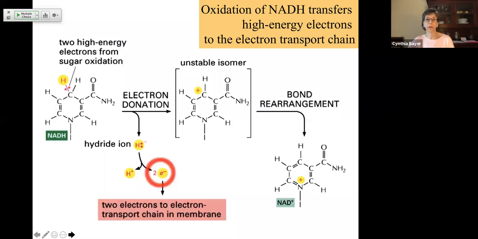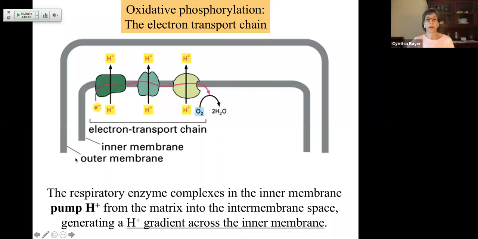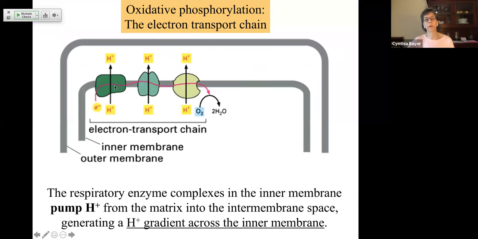This transfer of electrons is coupled with the movement of protons. As we can follow our little pink line, electrons are moving through these complexes, and we'll talk about those a little bit later. These are protein complexes that have electron acceptors within them. Electrons are transferred from one to the next, eventually combining with oxygen to form H2O. The movement of those electrons results in the movement of protons, hydrogen ions, across the membrane.